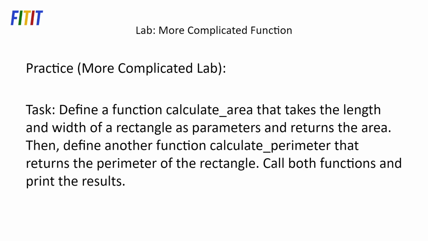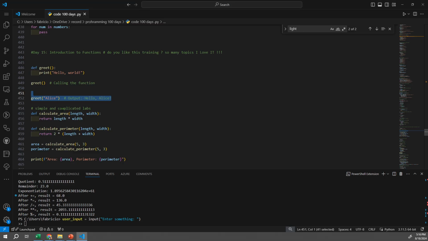Practice more complicated lab. Task: define a function calculate area that takes the length and width of a rectangle as parameters and returns the area. Then define another function calculate perimeter that returns the perimeter of the rectangle. Call both functions and print the results.